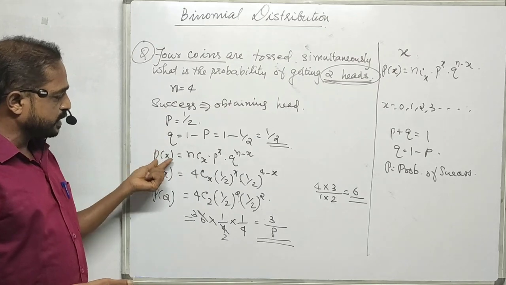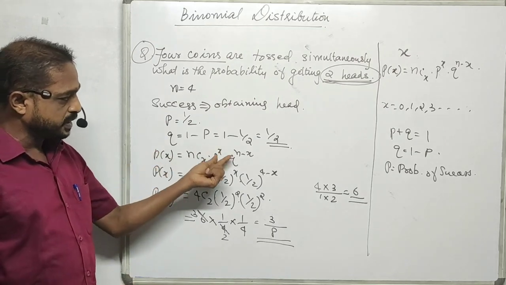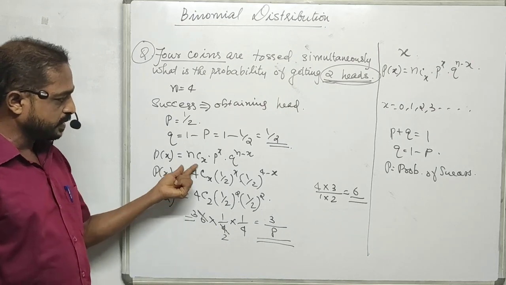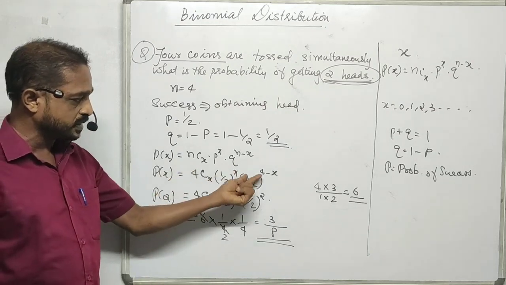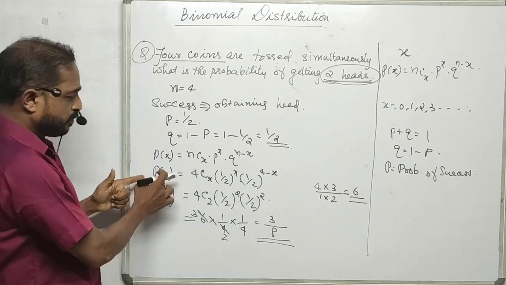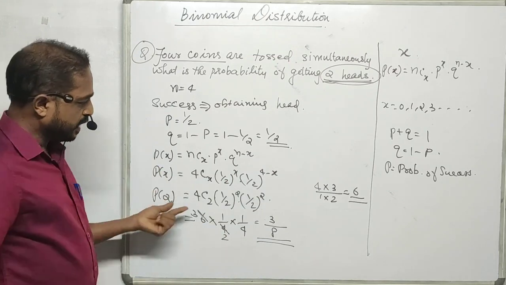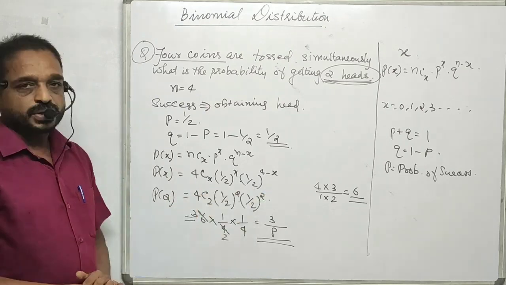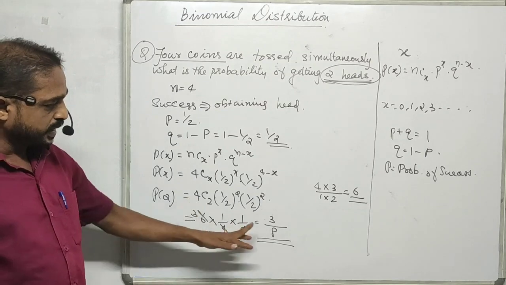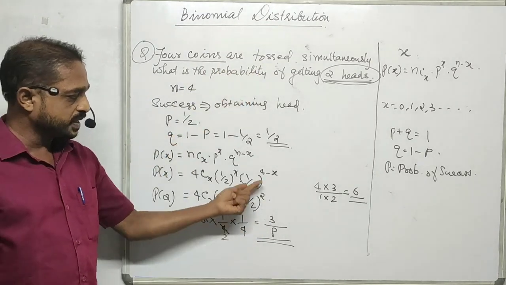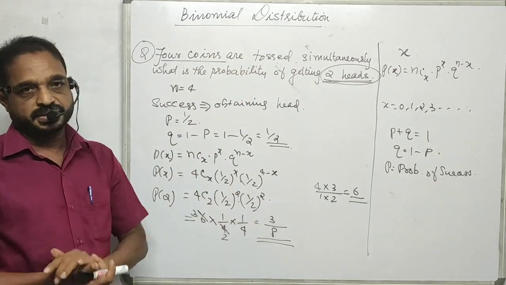What is the probability density function? P of x is nCx, P raised to x, Q raised to n minus x. That is P of x is equal to 4Cx, 1 by 2 raised to x into 1 by 2 raised to 4 minus x. So P of 2 is the probability of getting 2 successes, and that is 4C2, 1 by 2 whole square into 1 by 2 whole square. Simplifying this, you will get 3 by 8. So the probability of getting 2 heads is 3 by 8.